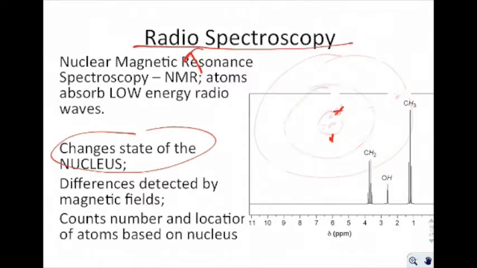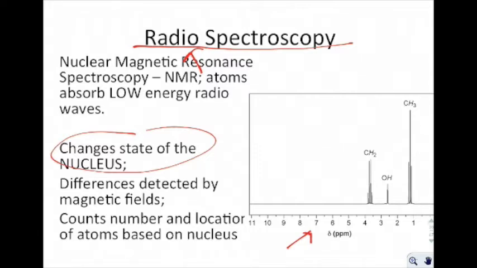So if you use very, very low energy radio waves, you can excite the nucleus instead of the electrons, and based on how the nucleus interacts with the magnetic field, you can figure out what the nucleus is. So this allows us to count the numbers and locations of the different types of atoms that are present. So here's an example of what you would see. This is what a radio spectroscopy printout looks like.